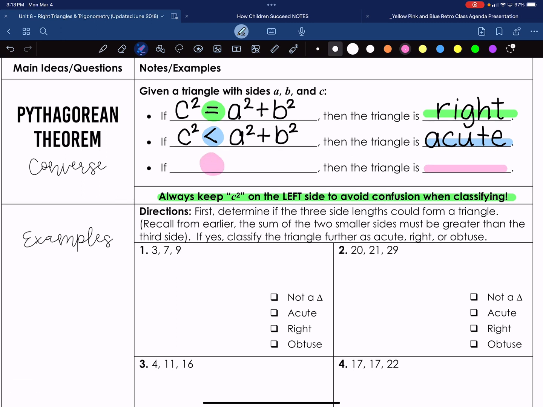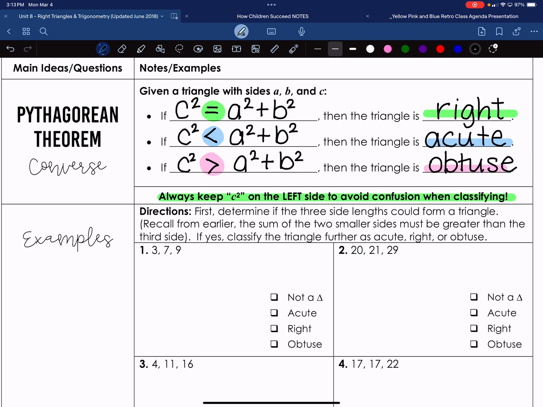Okay, so then the third option is you got c squared and it ends up being greater than a squared plus b squared. In that case, your triangle will be obtuse. So your triangles can either be right, acute, or obtuse if it's a triangle. Sometimes they give you the numbers and it doesn't make a triangle. If you remember back in part A, they were giving you numbers and you had to tell whether or not it made a triangle.